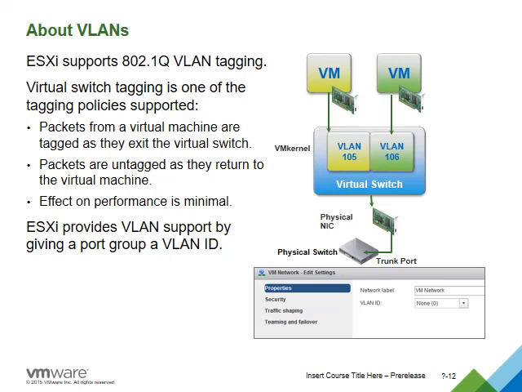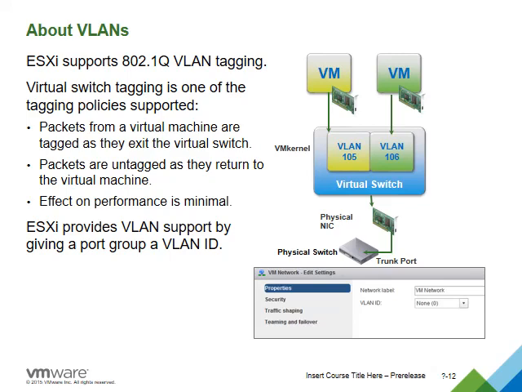ESXi supports 802.1q VLAN tagging. Virtual switch tagging is one of the tagging policies supported. Packets from a virtual machine are tagged as they exit the virtual machine, and packets are untagged as they return to the virtual machine. Effect on performance is minimal.